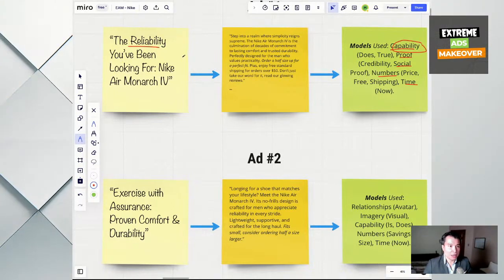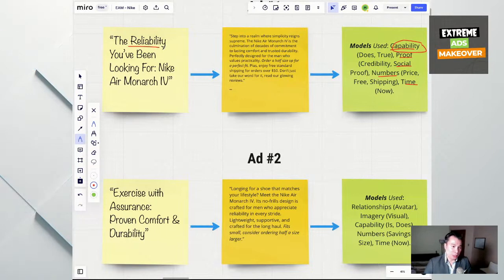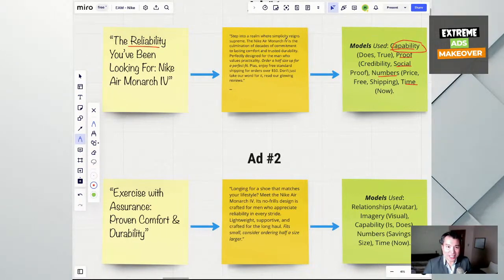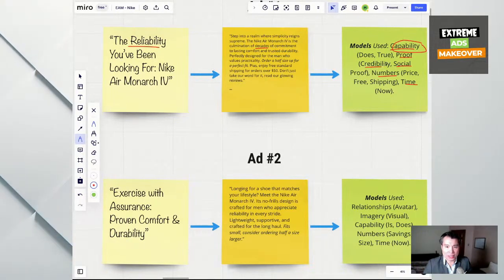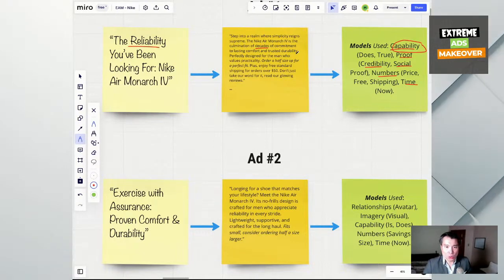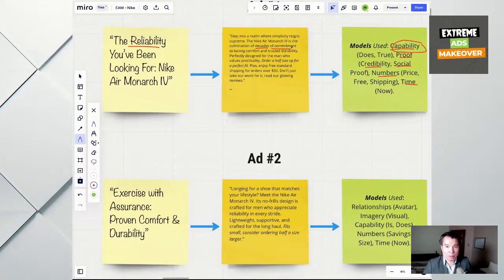The Nike shoe is reliable, right? So step into the realm where simplicity reigns supreme tonight. The Nike Air Monarch 4 is the culmination of decades of commitment. You see credibility, decades, and socials, right? Lasting comfort and trust, durability, right? The proof, social proof, lasting comfort, where it is a culmination of decades of commitment.